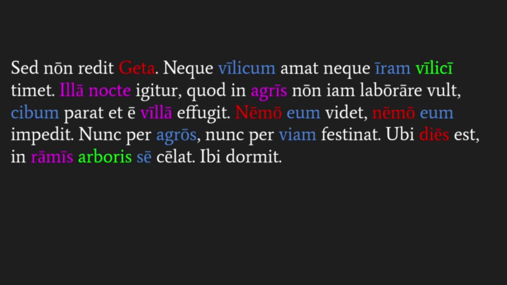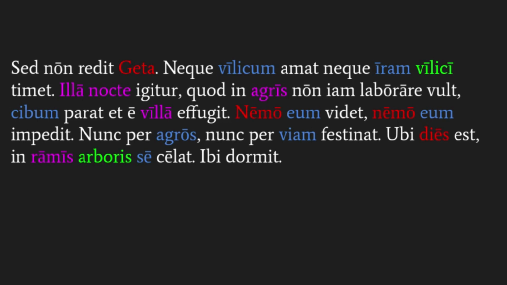So it's saying because he doesn't want to work or no longer wants to work in the fields, he parat cibum. And again, we're talking about Geta. He prepares food, cibum. There's our direct object. And et, effugit, he flees or he runs away, e villa, out of the house. So he doesn't come back from the fields. Instead, he gets all his stuff ready and he leaves.